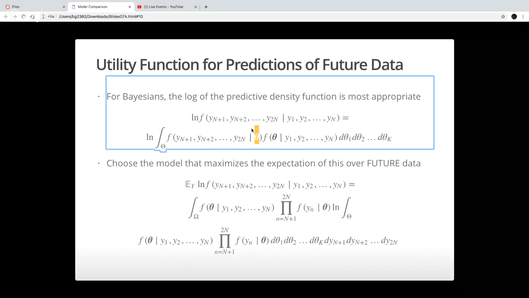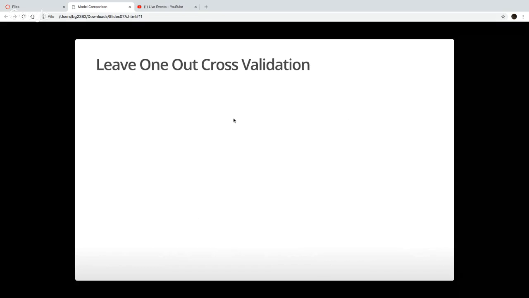And then you can take the logarithm of that, and then you can take the expectation over the future to evaluate these models. Now, we don't have the future data yet, and so we have to take some steps to estimate this quantity. But fundamentally, this is what we are talking about from a Bayesian perspective when we say, okay, what model maximizes our expected utility, where our utility function is the logarithm of the predictive density of future data.